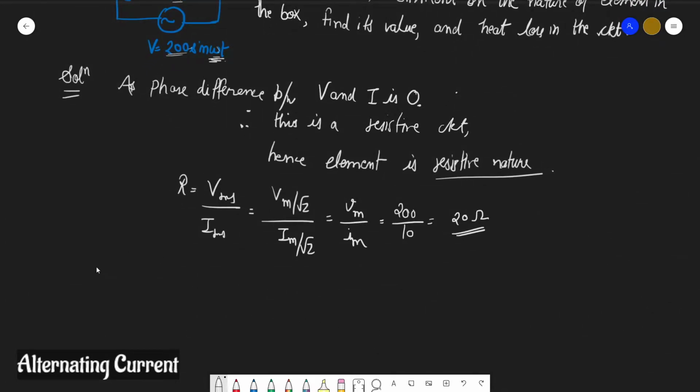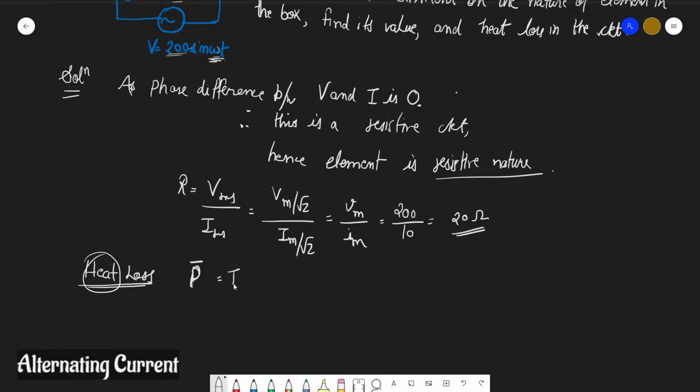So finally we need to find the heat loss in the circuit. That you can easily find. What is heat loss? In resistance, the power is consumed in the form of heat only. So he is asking about the power, and when we say power in an AC circuit, it is nothing but average power, whether or not I mark this bar.